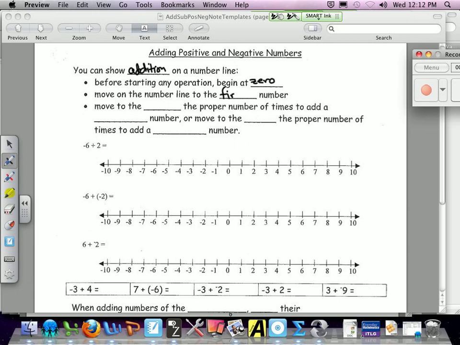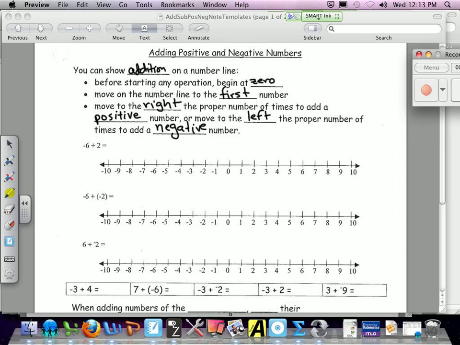Now we're going to move on the number line to the first number. So we'll go to the first number, and then we're going to move to the right, or up the number line, the proper number of times to add a positive number. And we have to show that movement. You can either do bounces, or you can do just a straight line going from the 0 to that first number, and you're going to have an arrow showing the direction of that movement. Or you're going to move to the left the proper number of times if it's a negative number.